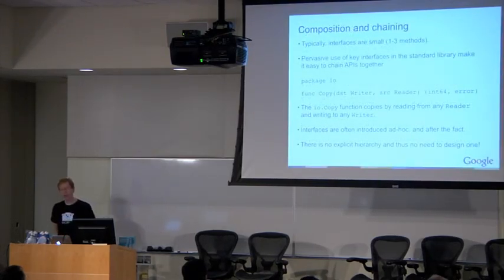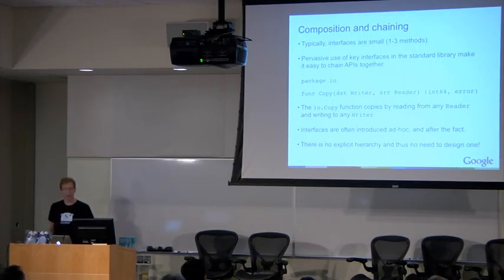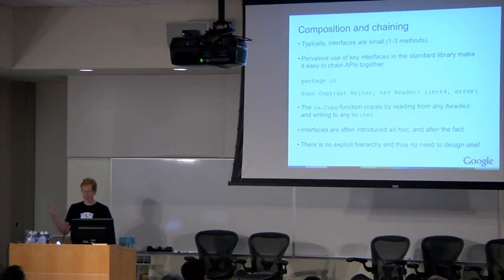So as I've mentioned before, interfaces are typically very small. There's maybe one to three methods, and some key interfaces are pervasive in the standard library. One of them, for instance, again, the Writer and the Reader interface, and one application here is the Copy function in the io package. The Copy function in the io package takes data from a Reader and copies it by writing to a Writer. And the Reader and the Writer can be anything. Typically a Reader is a file.